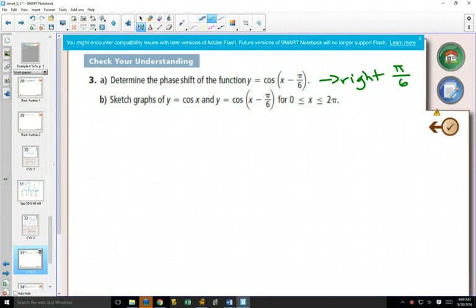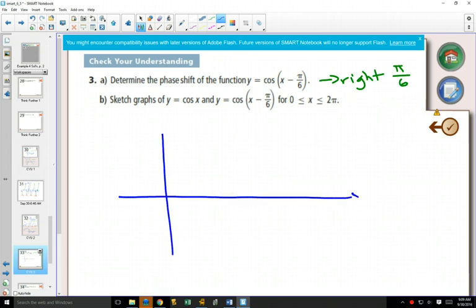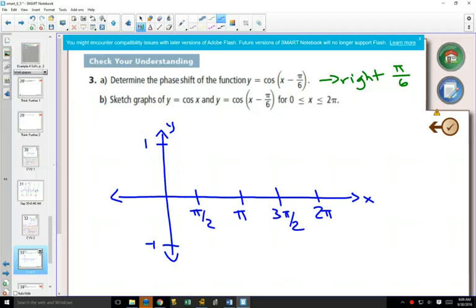Now the way that we're going to graph a transformation of something right pi over 6 is we are always going to graph our original function. So our original function is cos of x. It has an amplitude of 1. There's no b values, so our period's going to be 2 pi, and we can divide that into 4 equal sections. And then our regular cos graph starts at a maximum.